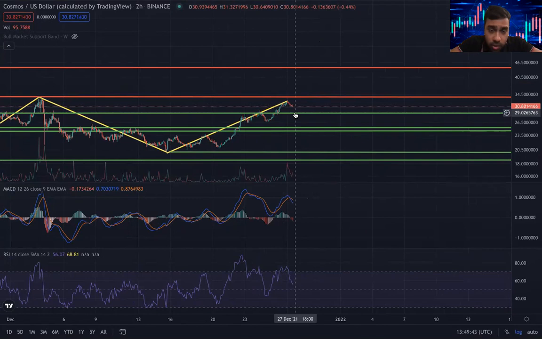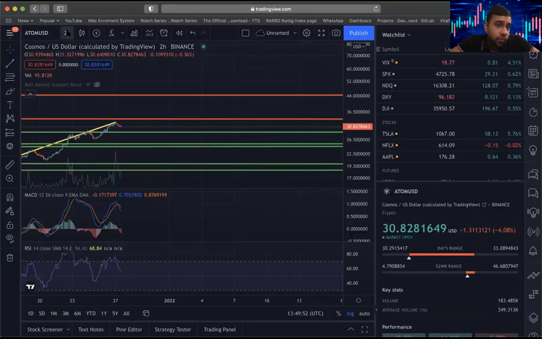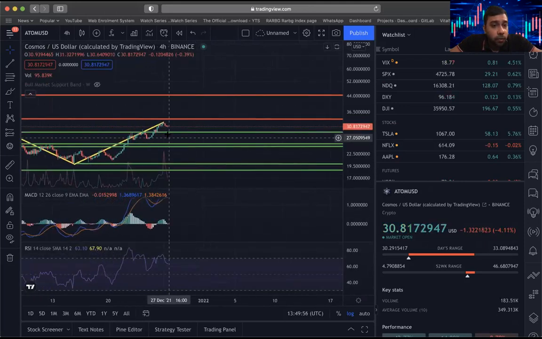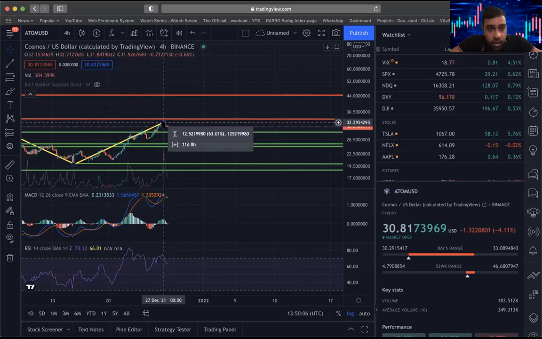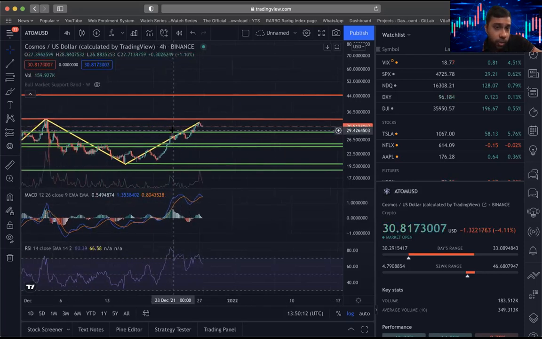If we see a cross and we see this line holding as support and we see the MACD recross, we want to check our 4-hour as well, see where we are on the 4-hour. If we start seeing decreasing histogram bars on the 4-hour, we close our position. We have had a good short from here to here. So that's pretty much how I would do futures.